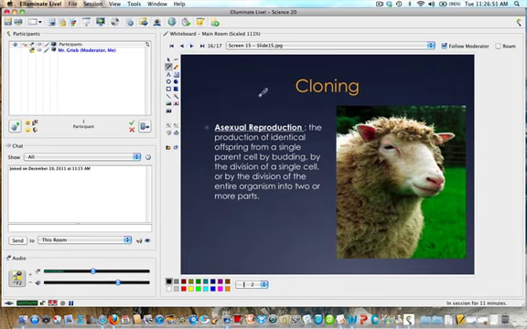Cloning. Now, cloning is a type of asexual reproduction which is the production of an identical offspring from a single parent cell by budding, by the division of the single cell, or by the division of the entire organism into two or more parts. And here we have a picture of Dolly the sheep. I don't know if this is Dolly or the clone of Dolly. How would you ever know the difference? Okay, anyway, they are genetically identical. Sheep have been cloned.